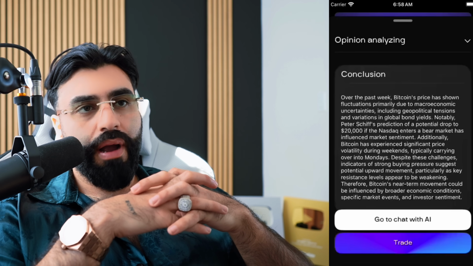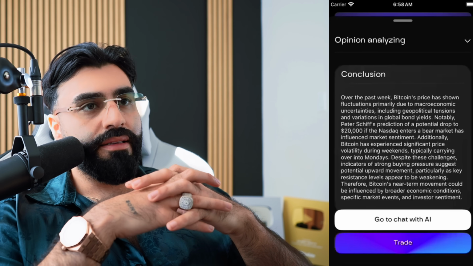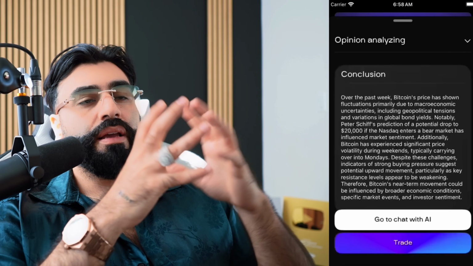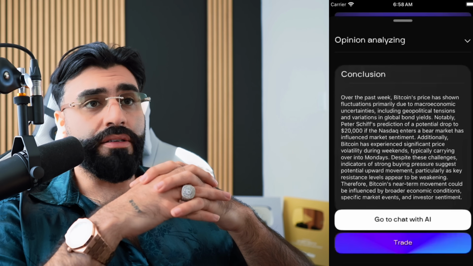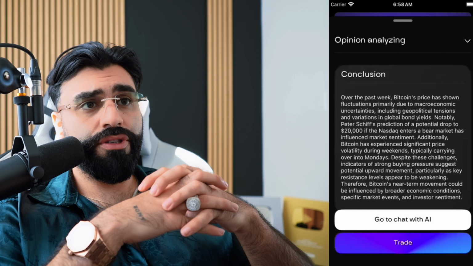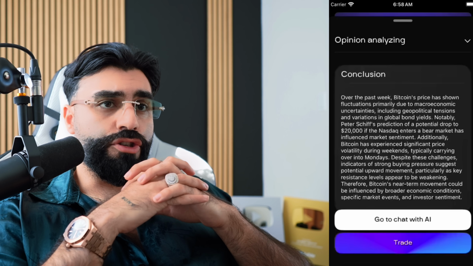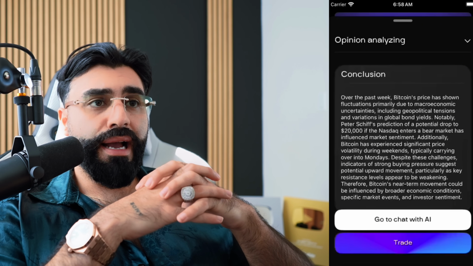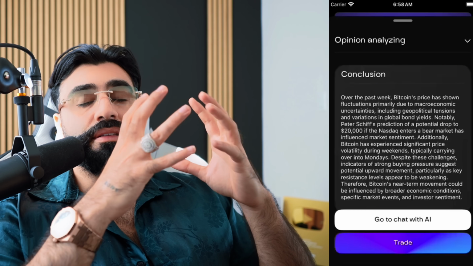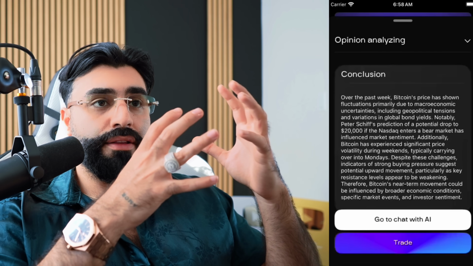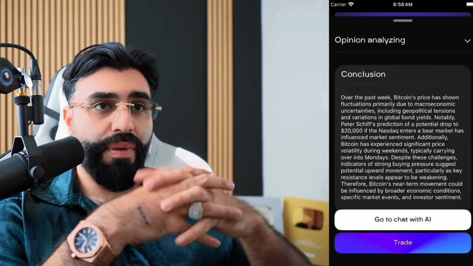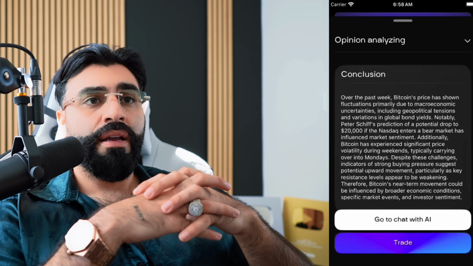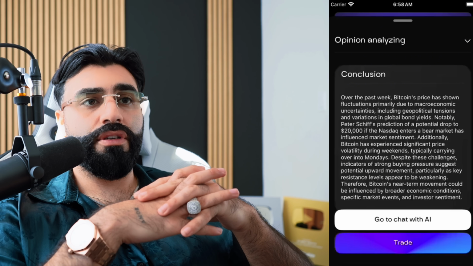But again, the power of AI comes in here, gets it done for you guys, shows you that the volatility is happening during the weekends, and it typically carries over into Mondays. Now, despite these challenges, the indicators of strong buying pressure suggest a potential upward movement. This is telling you guys that there is going to be strong buying pressure happening, suggesting that potential upward movement is coming, particularly as key resistance levels appear to be weakening.